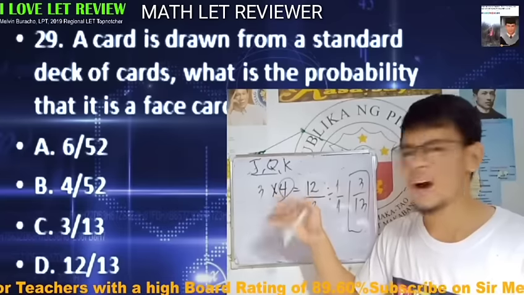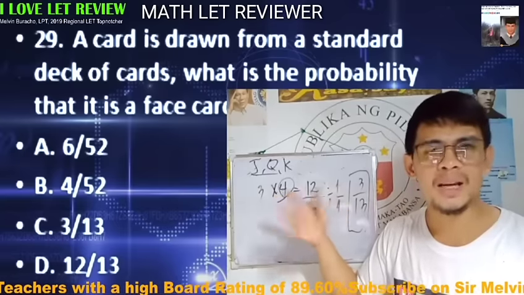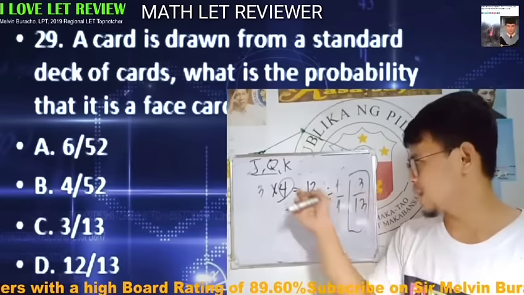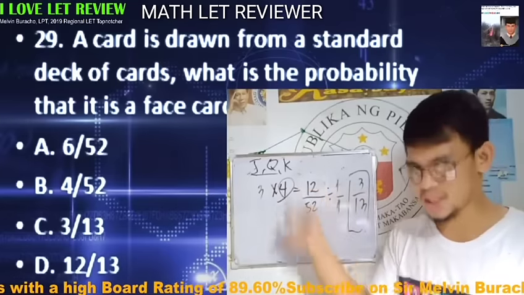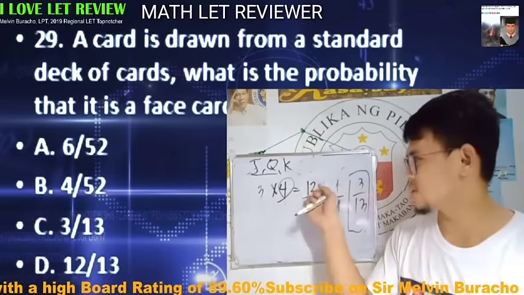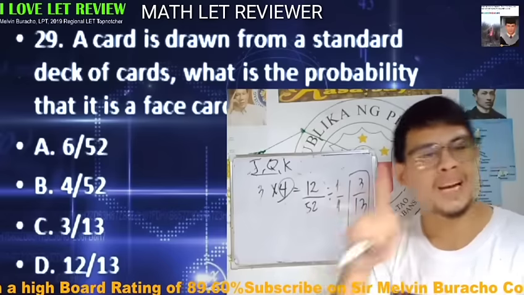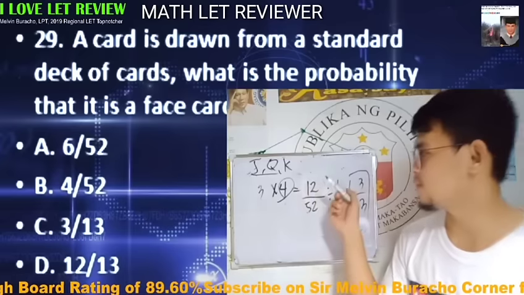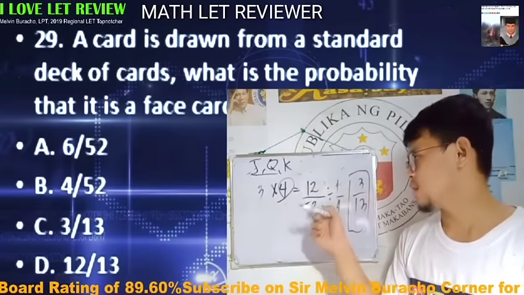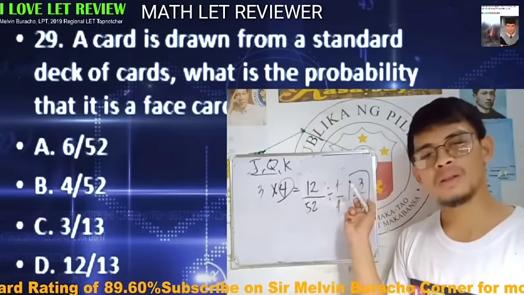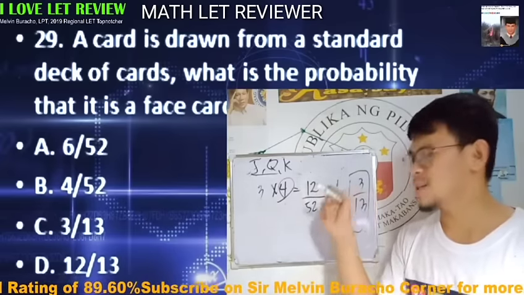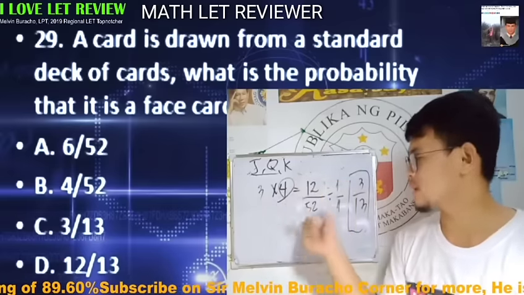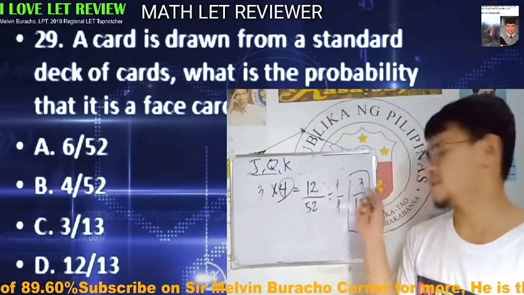Okay? And then, how many cards are there in a standard deck of cards? 52. 12 divide 52 that will yield 12 over 52. And then, since there is no 12 over 52 in the choices, you have to reduce it to the lowest term. Tandaan nyo po ito. You have to reduce your answers to the lowest term. 12 divide 4. 3. 52 divide 4. 13. Again, bakit 4? Kasi you have to find a number that is divisible by the numerator and also the denominator. Okay? So, this is 3 over 13.